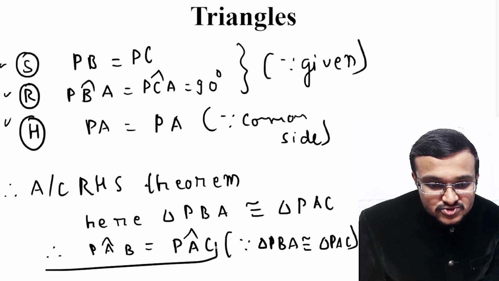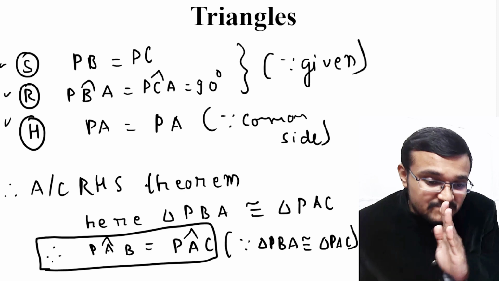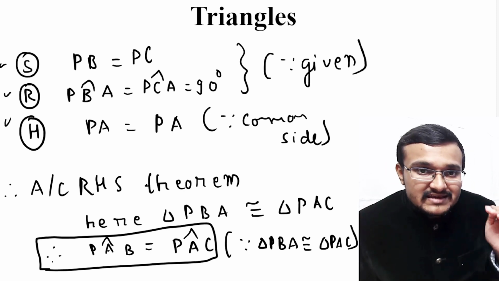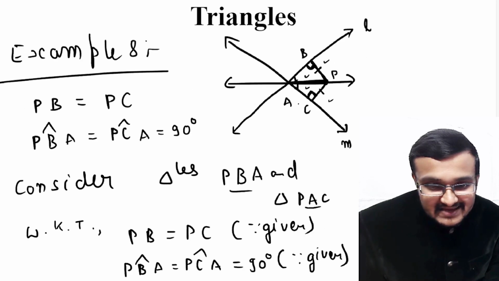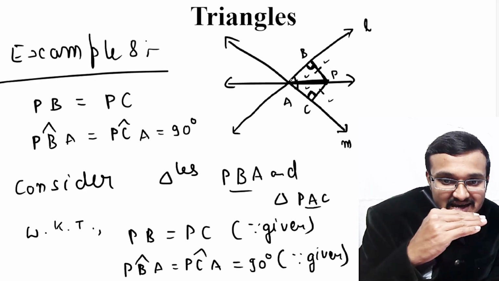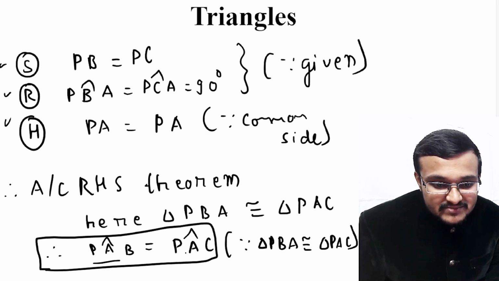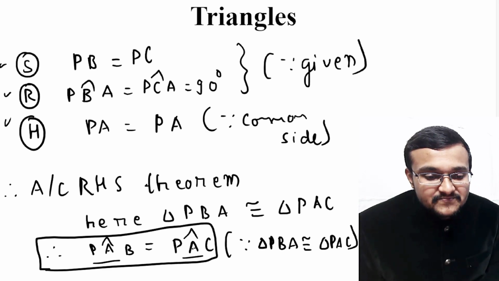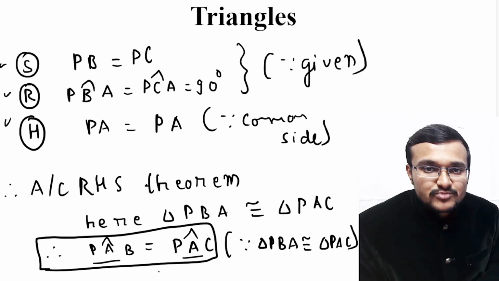This is what they have asked to prove, that angle A will be properly bisected by that particular line. You need to prove that this particular line AP exactly bisects the angle A. Here we have proved that PAB is equal to PAC. That means AP is bisecting angle A. This is what they have asked in this example to prove, and we have proved that.